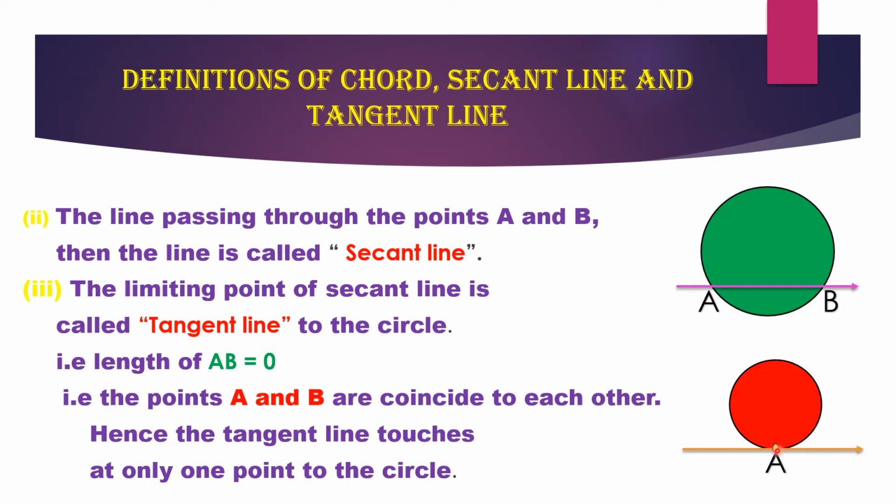So in the previous slide we observed the line segment AB is called a chord of the circle. Any line passing through 2 points is called a secant line. In the third diagram, the line passing through 1 point is called a tangent line. So these are the definitions of chord, secant line and tangent line.